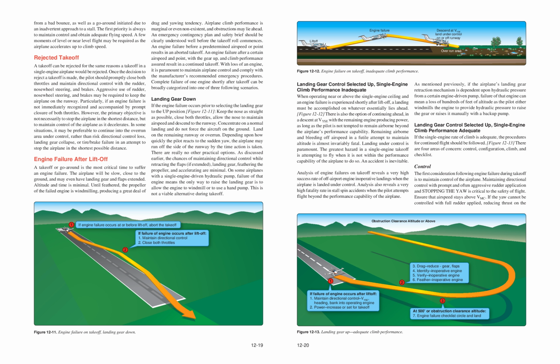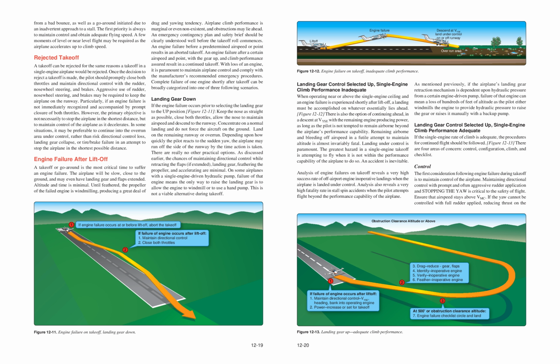As discussed earlier, the chances of maintaining directional control while retracting the flaps, if extended, and landing gear, feathering the propeller, and accelerating are minimal. On some airplanes with a single engine-driven hydraulic pump, failure of that engine means the only way to raise the landing gear is to allow the engine to windmill or to use a hand pump. This is not a viable alternative during takeoff.